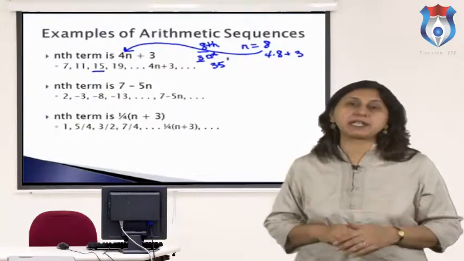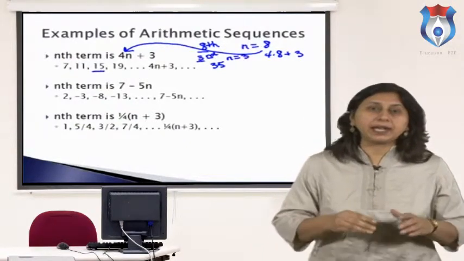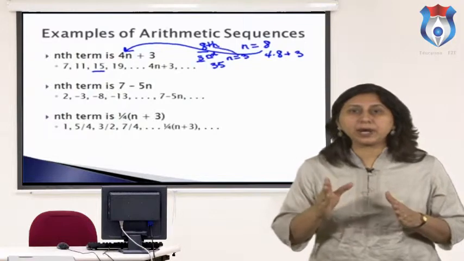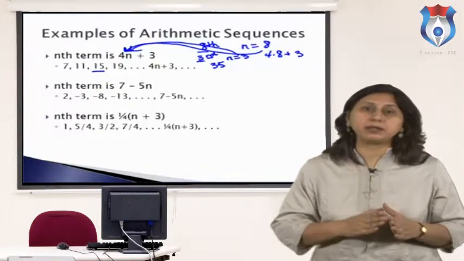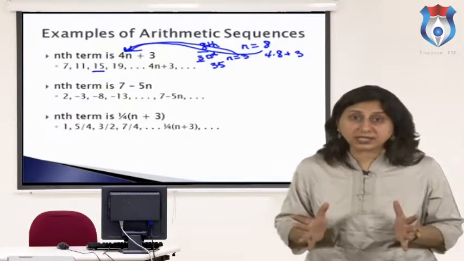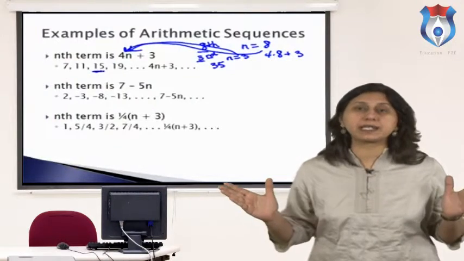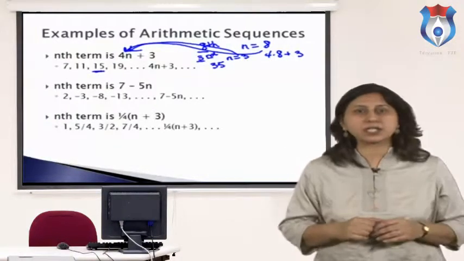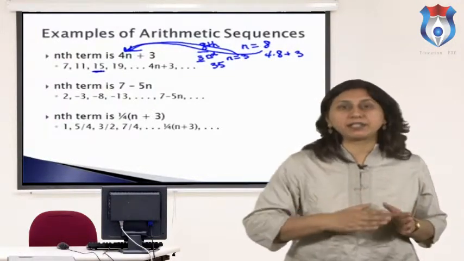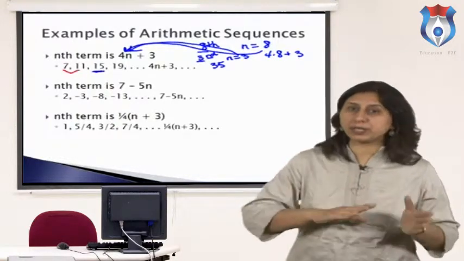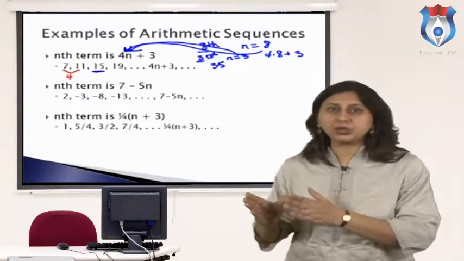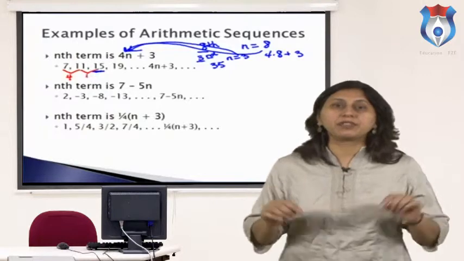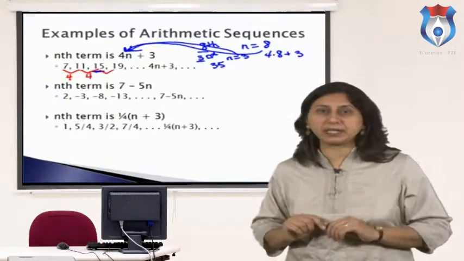Definition of arithmetic progression. If for a sequence, un plus 1 minus un remains constant for all natural numbers n, then the sequence is called an AP, and the numerical difference between two consecutive terms un plus 1 and un is called the common difference of the AP.